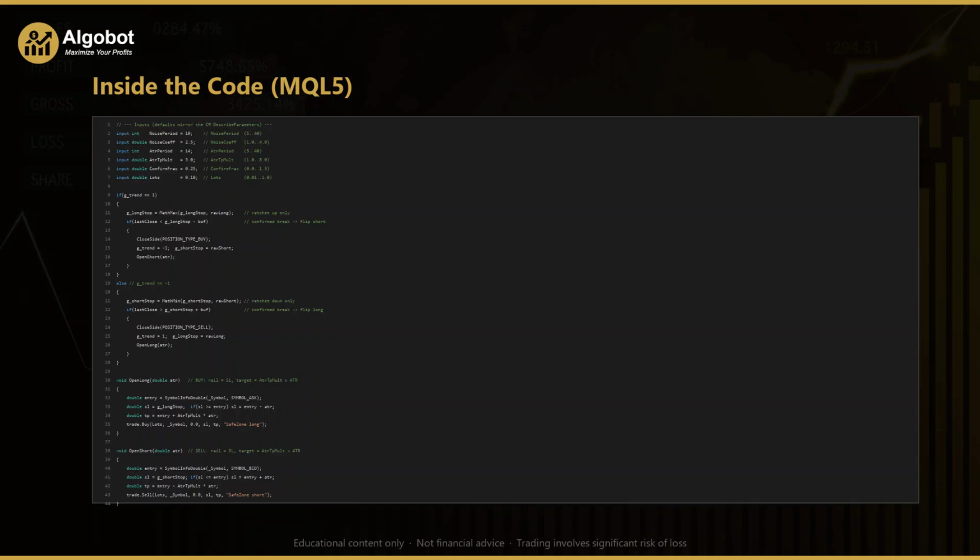Finally, look at the two order helpers. Open long reads the ask price, sets the stop loss to the long rail, or 1 ATR below entry if the rail is too close, and sets the take profit to entry plus ATR-TP multiple times ATR, then calls trade.buy. Open short does the exact opposite. Stop loss at the short rail above entry, take profit ATR-TP multiple times ATR below, and calls trade.sell. Both sides share the same symmetric logic.